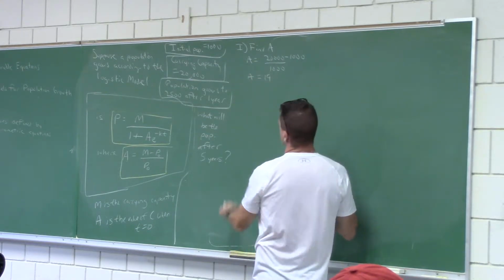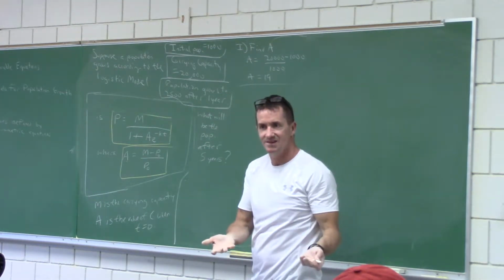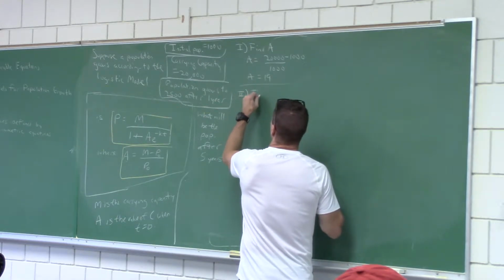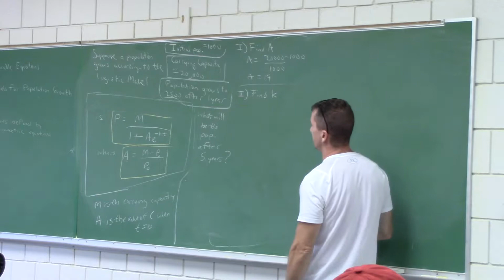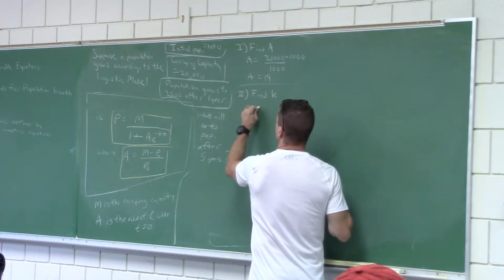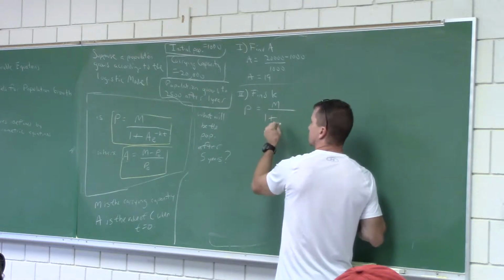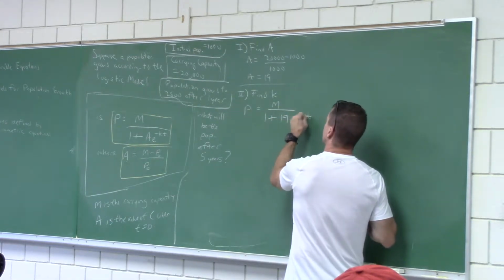Okay, step 1 is done. Now let's find K. Step 2, find K. That's probably going to take a little more work than that. We found the A value. P equals M over 1 plus, put that number there, that's A, 19, e to the negative kt.